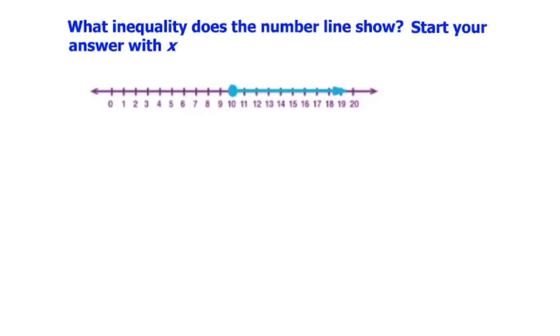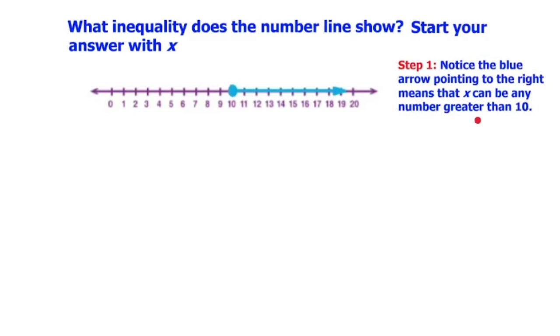In this video, we're going to write an inequality from a number line. So if we have a problem like this one that says, what inequality does the number line show? And start your answer with X. So we have this number line. We could see here 10 is included and there's an arrow.